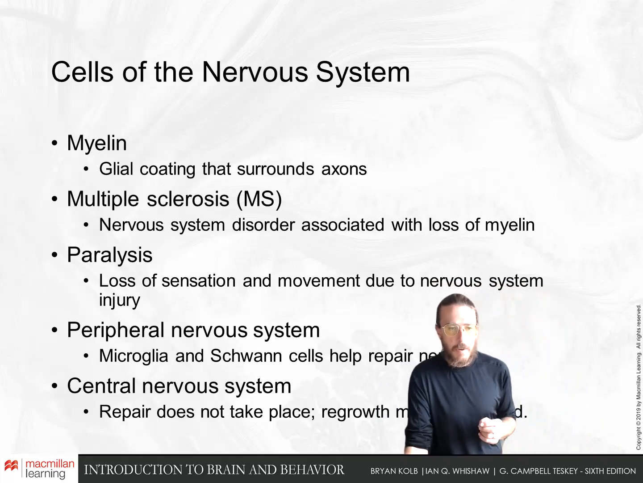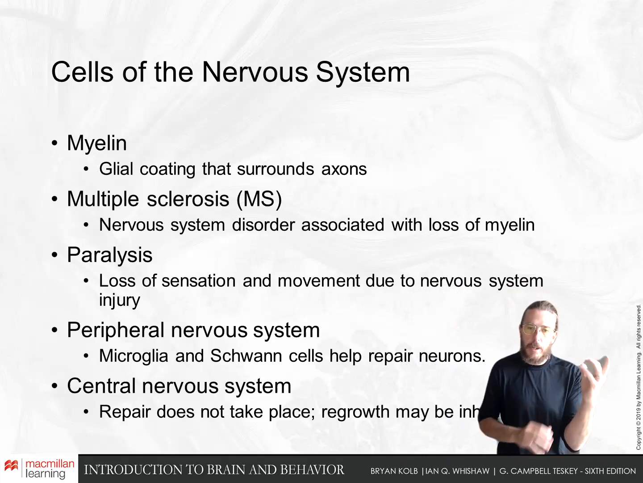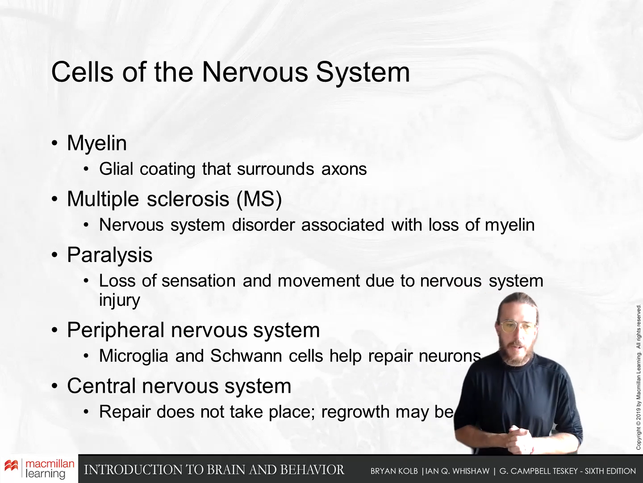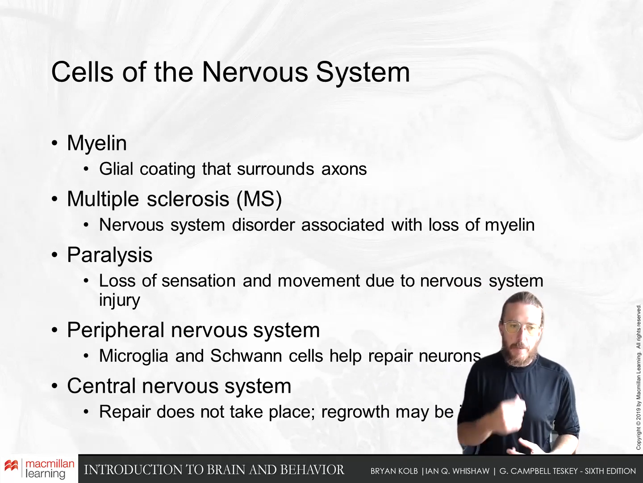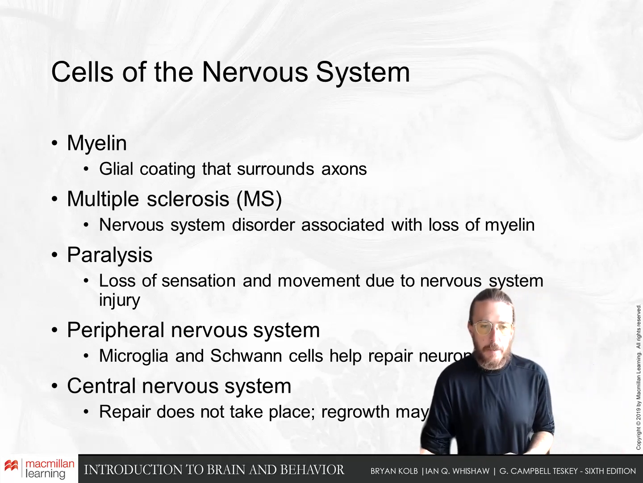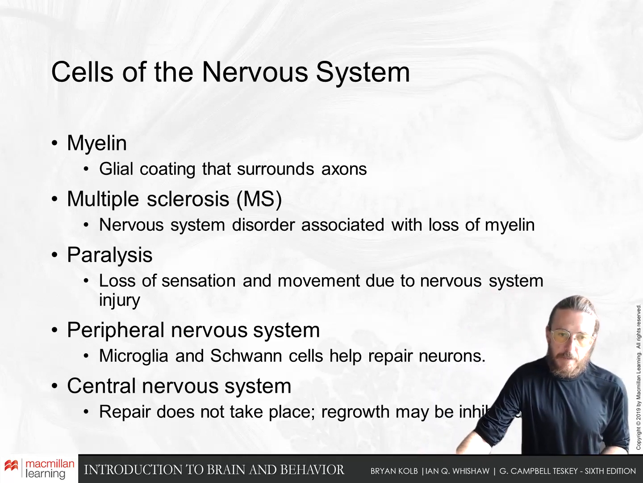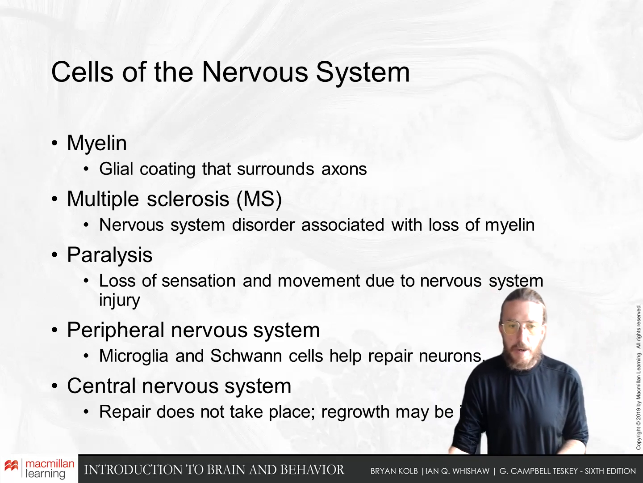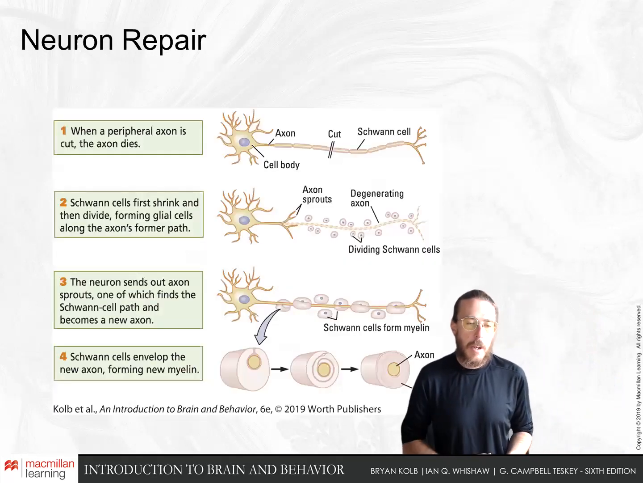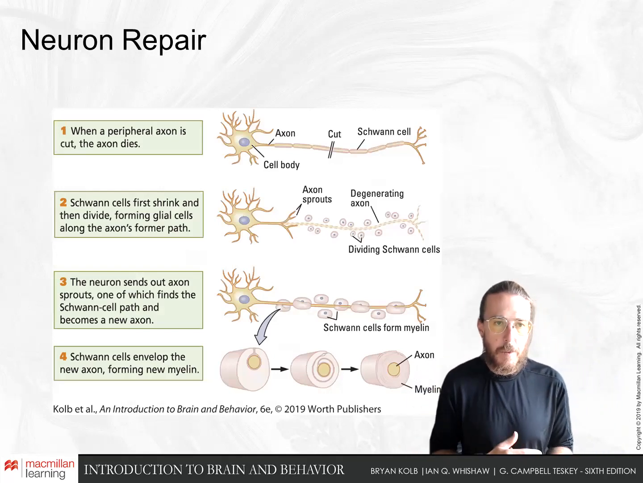If this happens in the peripheral nervous system, the microglia and the Schwann cells can repair the neurons, and the axon can regrow and connect back to your hand. However, if it happens in the spine or the brain, this repair doesn't take place. So a spine or a brain injury can't be recovered from in the same way. This regrowth, in fact, might even be inhibited in the spine, leading to difficulty treating people that have had spinal injuries.